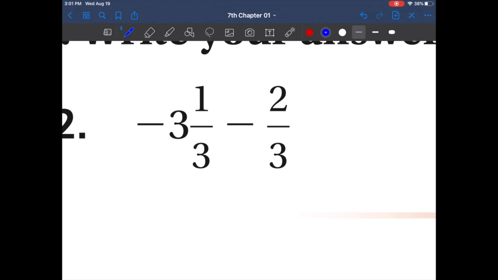Same as the one above. It looks like this is a negative, this is a negative. So if they are the same sign, we have to add. The one thing that I do notice is that this is a mixed number, so let's turn it into an improper fraction.